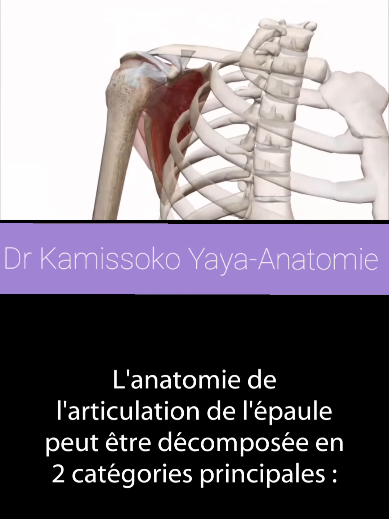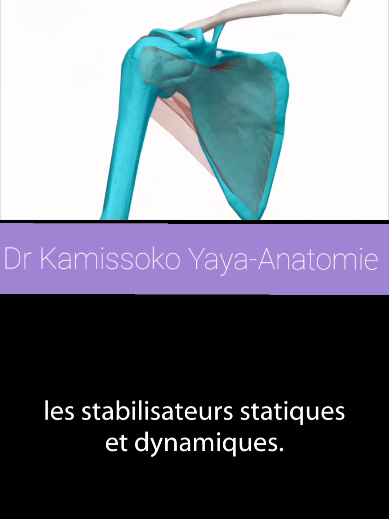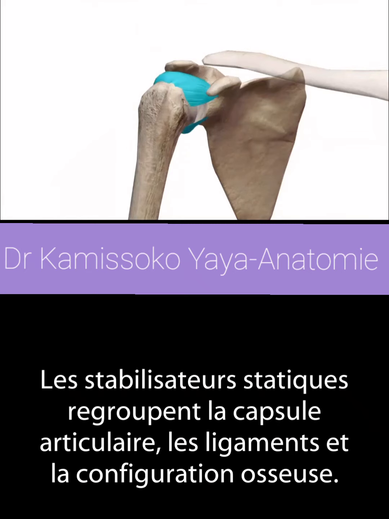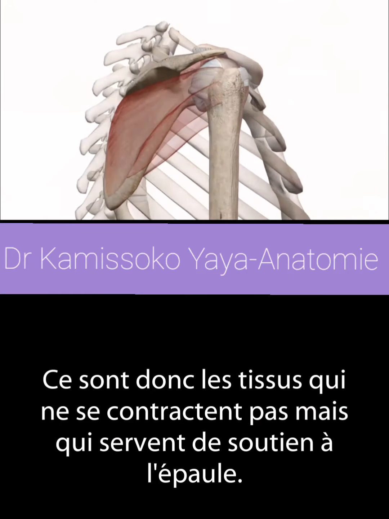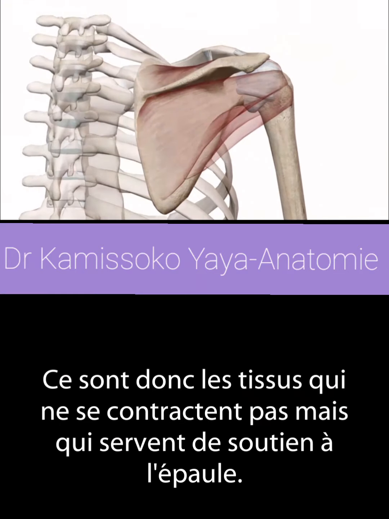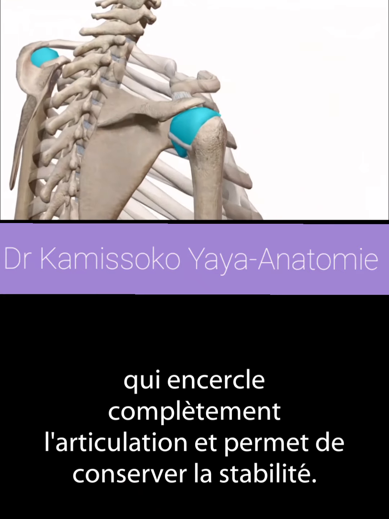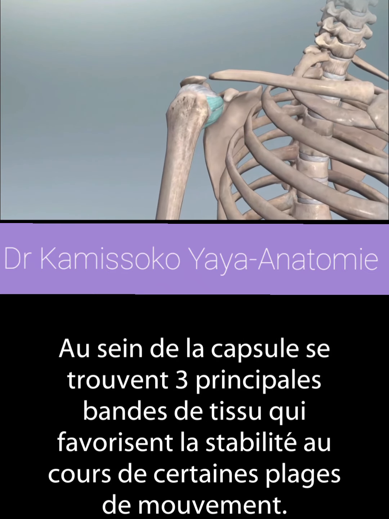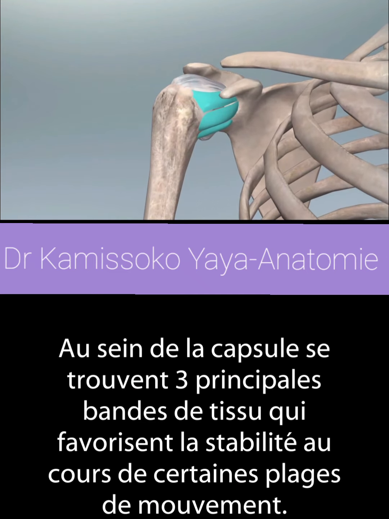The anatomy of the shoulder joint can be broken down into two main categories: static and dynamic stabilizers. The static stabilizers are the articular capsule, ligaments, and bony configuration. So these are tissues that don't contract but serve as a means of support for the shoulder. Here is the articular capsule, which completely encircles the joint and helps to maintain stability. Within the capsule are three main bands of tissue that enhance this stability at certain ranges of motion.